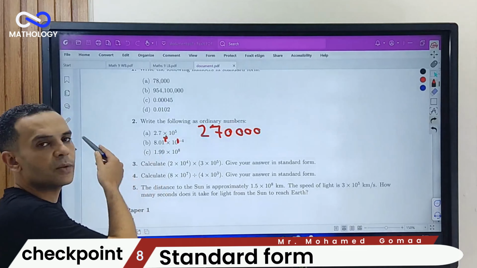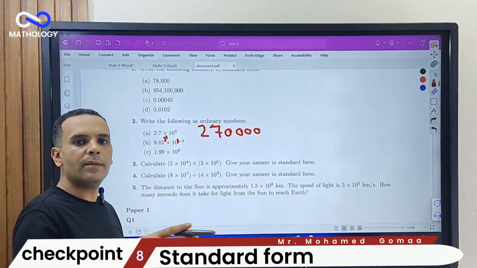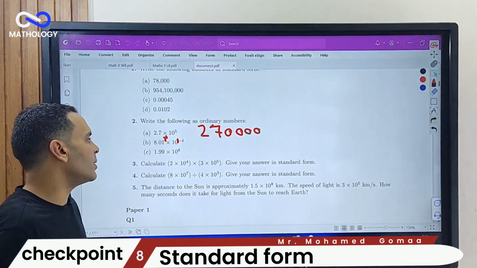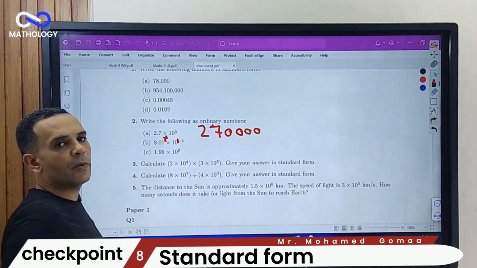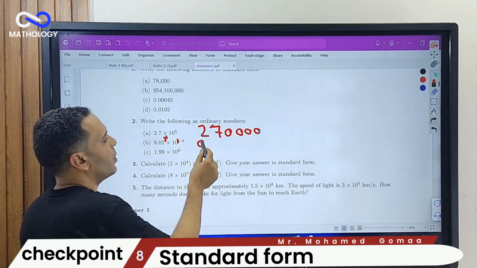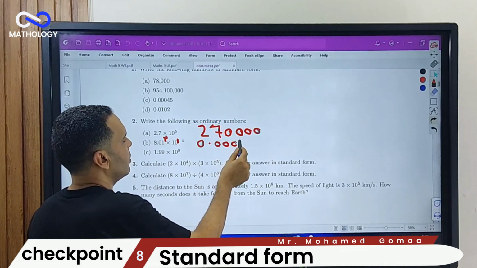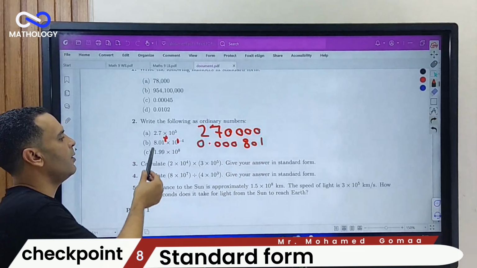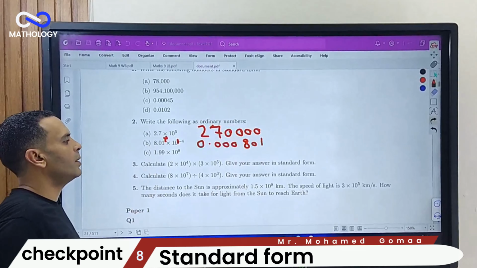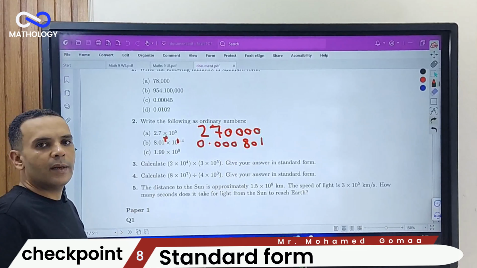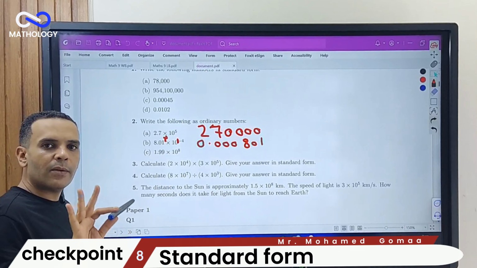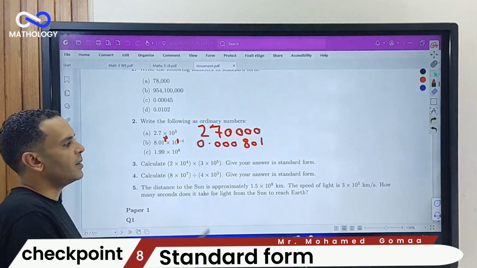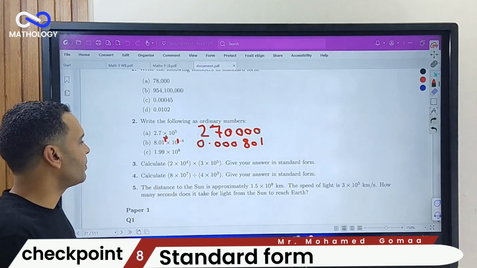Move the decimal point to the left. When you divide, move the decimal point to the left. When you multiply, move the decimal point to the right. Move the decimal point to the left 4 digits. It will be 0.000801, like this one. If you move the decimal point 1 digit, you still need 3 places, so put 3 zeros and put the decimal point, and the whole number will be 0.